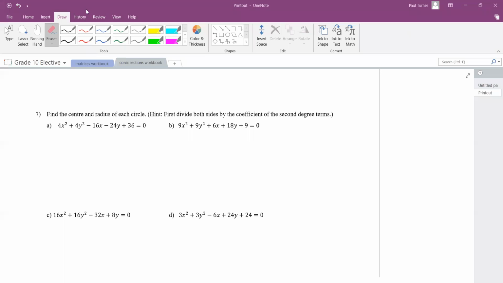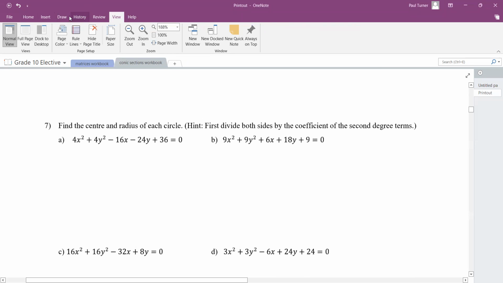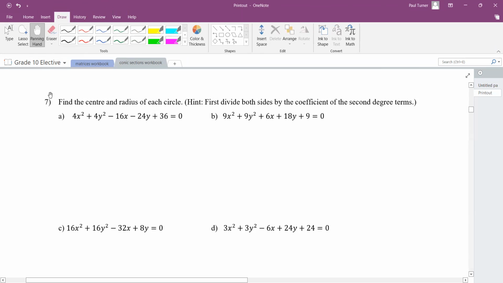Right, so in question 7, I guess we can enlarge that a bit. Right, so we want to find the center and radius of this circle. And as I've mentioned before, it's better to have x squared plus y squared, so on, rather than having 4 here. So if we divide everything by 4, like this, we'll end up with the same equation, except we've reduced down the coefficient to 1 now.